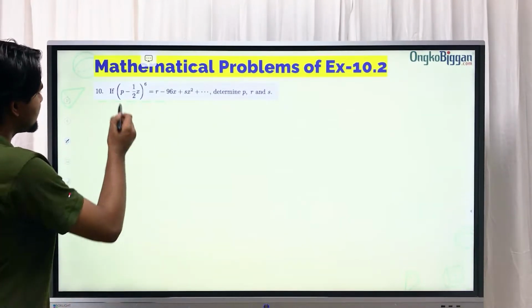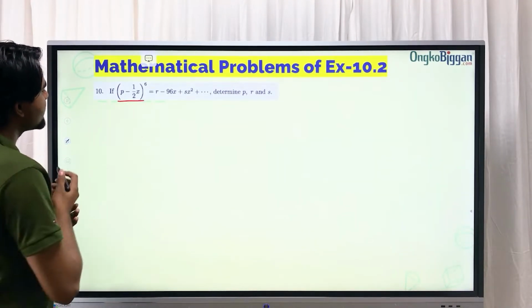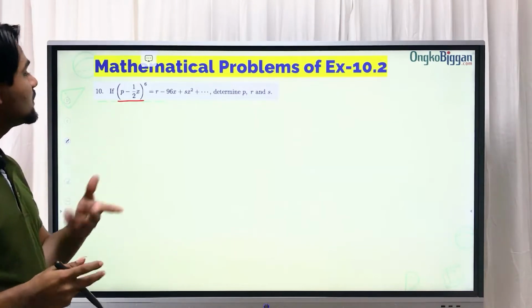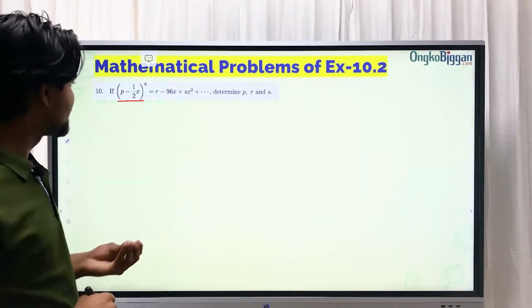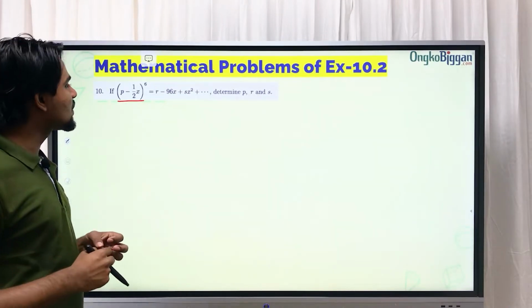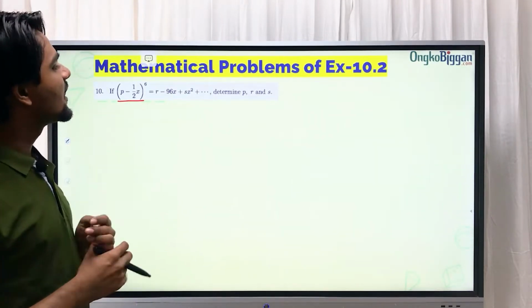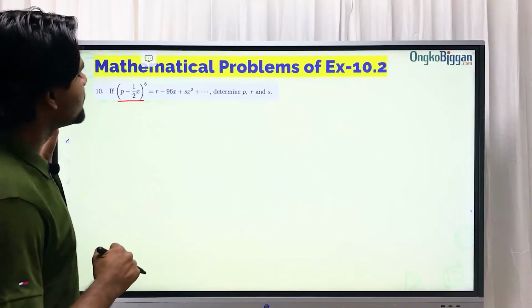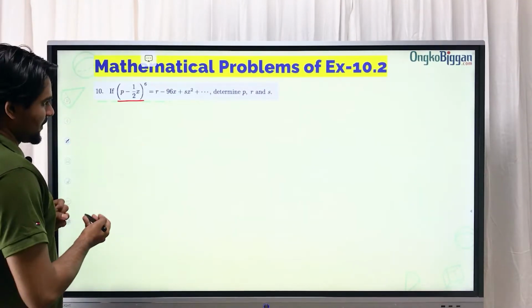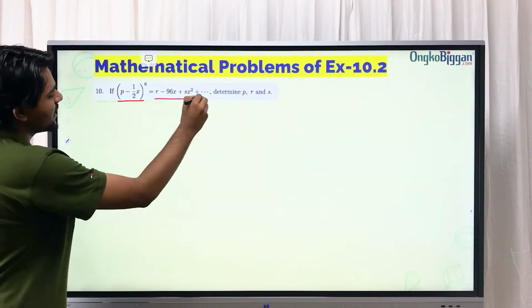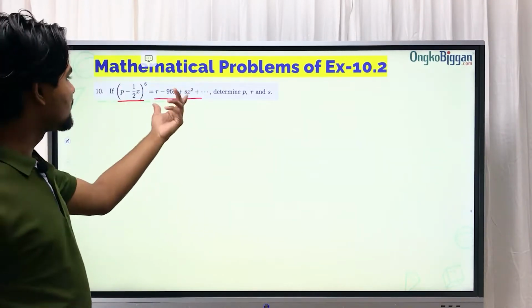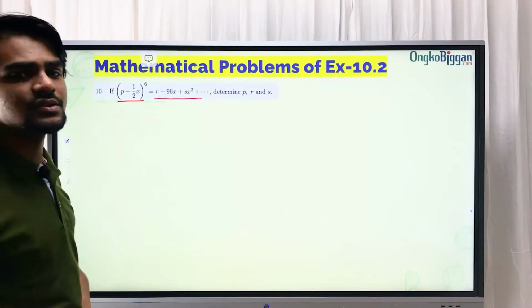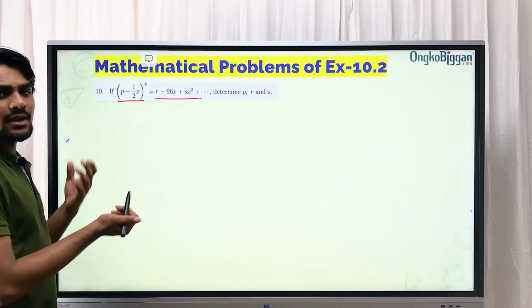So here it is written that we have (p − x/2)^6 equals r − 96x + sx² + ..., and then we have to determine p, r and s. So here we have to expand up to 3 terms because 3 terms have been given of the expansion. So we should expand up to 3 terms.